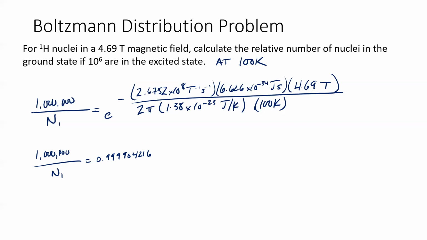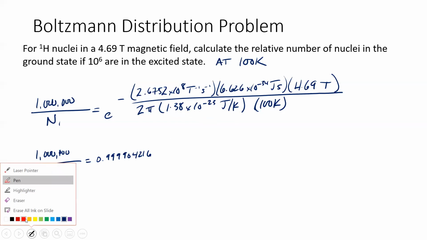Dr. Davis, where did you figure out that K value? The 1.38? Yes, sir. That's Boltzmann's constant. Oh, okay.